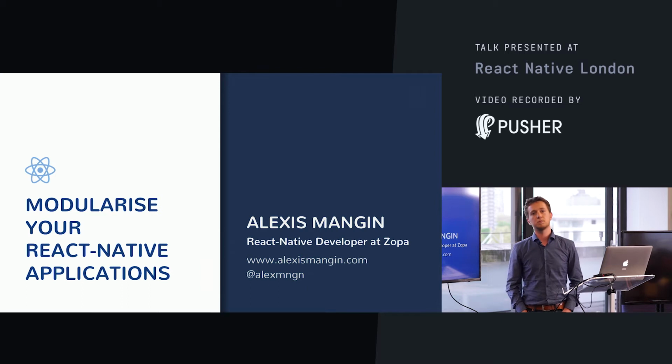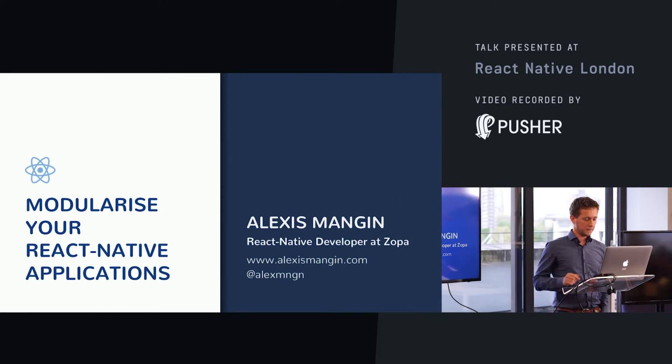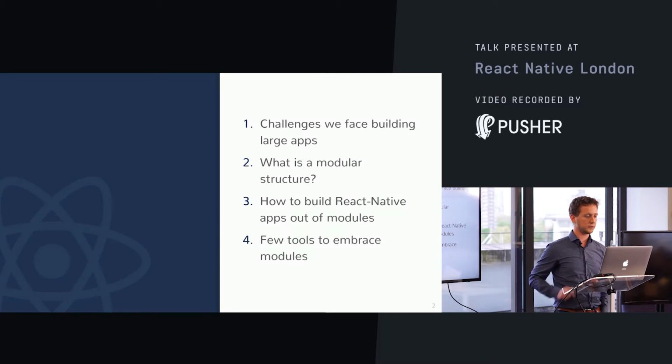So today I'm going to talk about how to modularize your React Native application. I'm going to go through the challenges that we face building large and scalable applications. This applies to any kind of JavaScript application, can be any framework, but I'm going to focus on React Native as well. What actually is a modular structure, and how to build a React Native application out of modules. And then I will give a few tools to help you build an application out of modules. So the application we built at Zopa is using those concepts.